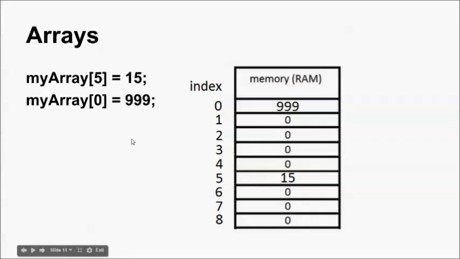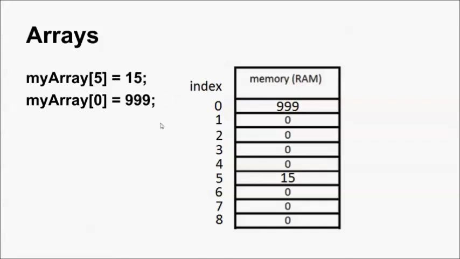So what I've done is I've put 999 in the array's cell with the index 0, right? So array sub 5 is 15, right? So the cell with index 5 is 15, and the cell with index 0 is 999.